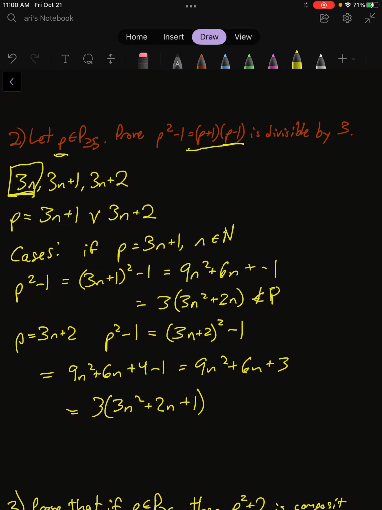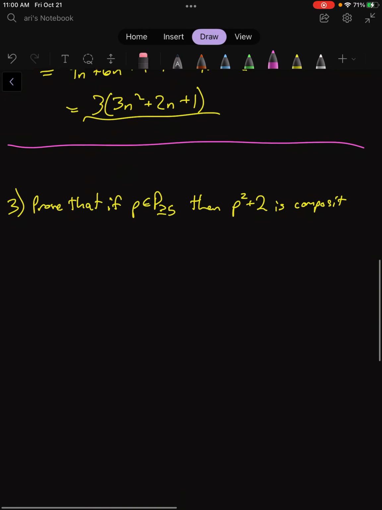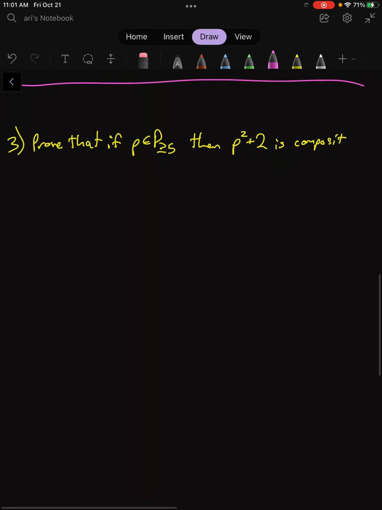And we basically just showed that if the prime is 3n plus 1 or 3n plus 2, we'll be able to divide out of 3. In both cases, we were able to factor out of 3 once we did this expression of p squared minus 1. So yeah, that's why it has to be divisible by 3. In either case, we're able to divide out of 3. That's the important part.